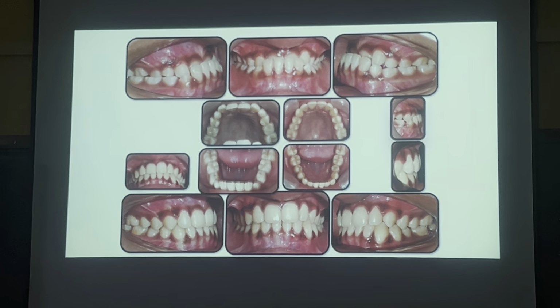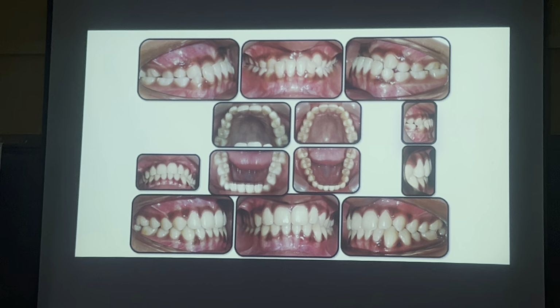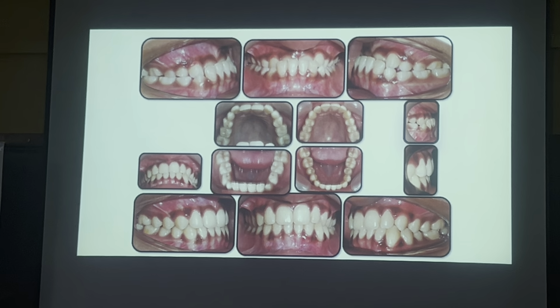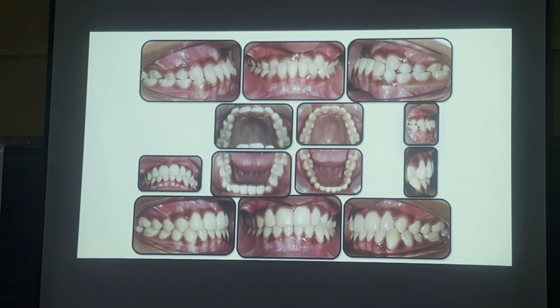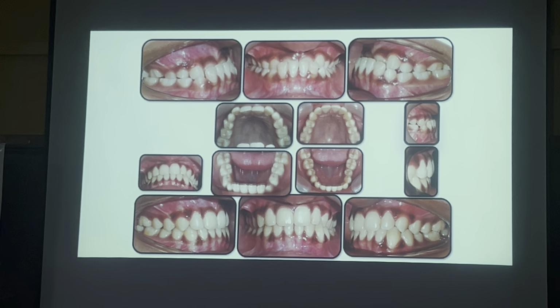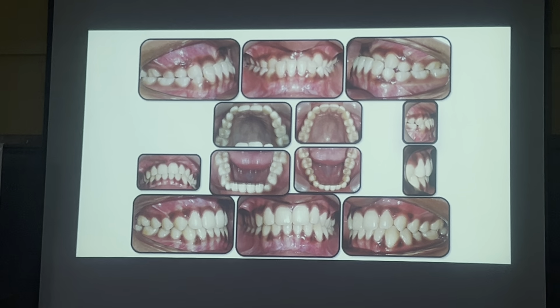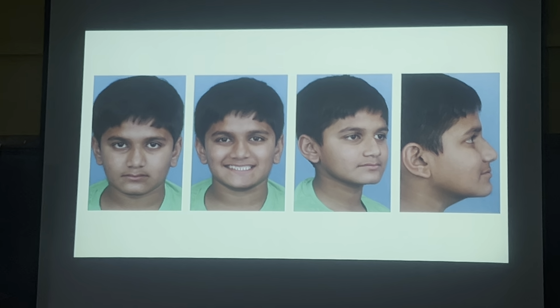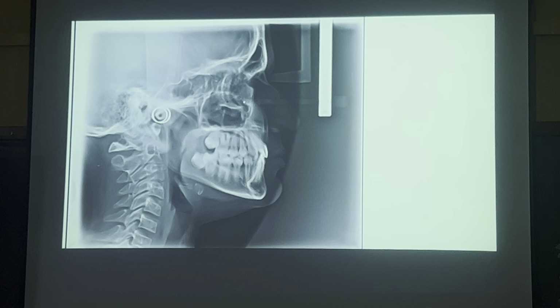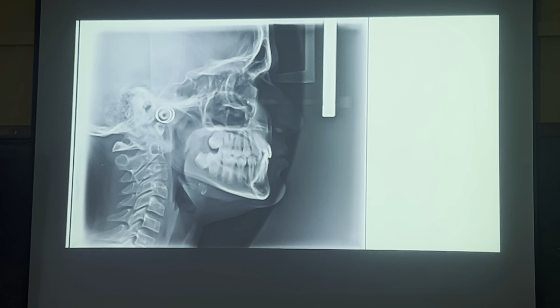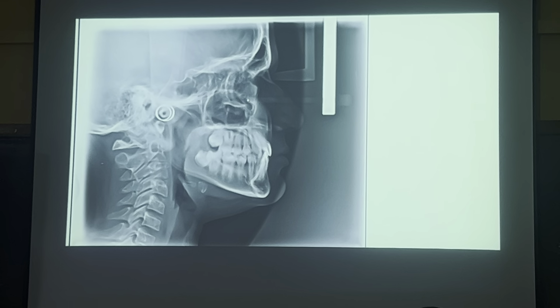The pre-treatment and post-treatment comparison: physiologically the occlusion is established without any fixed mechanotherapy or any removable appliances. Look at the molar relationship, overjet, overbite, and the interdigitation in the buccal segment. Post-debonding profile. This is the post-treatment cephalogram after debonding.